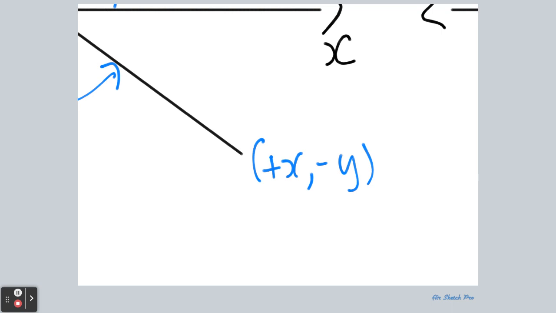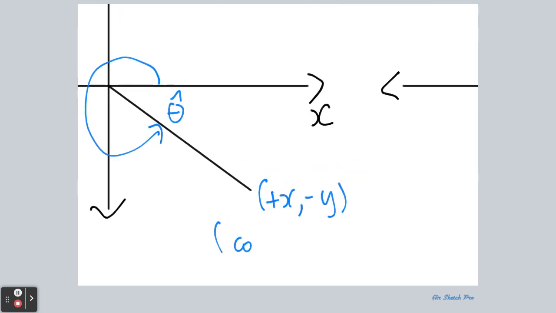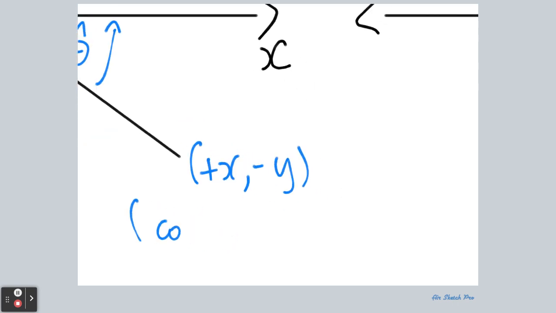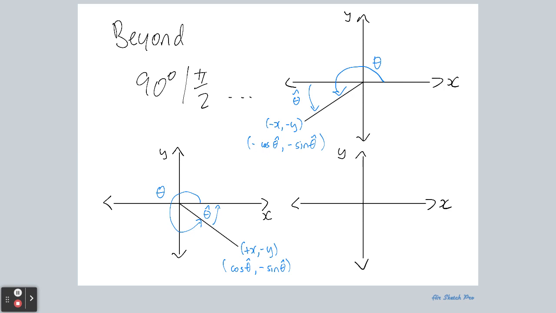And so that would make theta hat in there. Positive cos theta hat and negative sine theta hat. And there's all three of them together. And I've got the fourth one there. I need to write something else in.